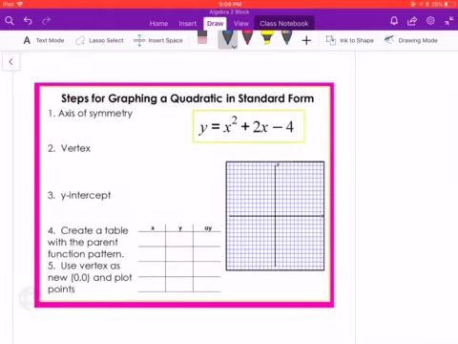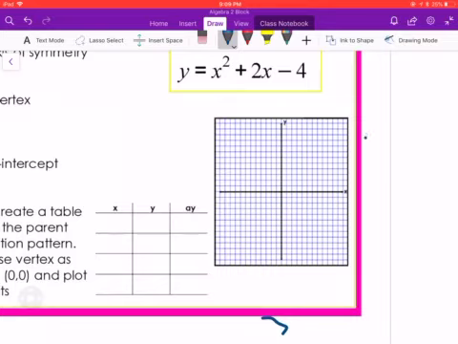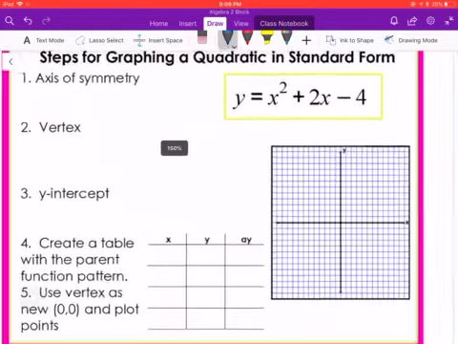So let's do a couple examples. I think that will be best to help you understand here. Just let me center this.